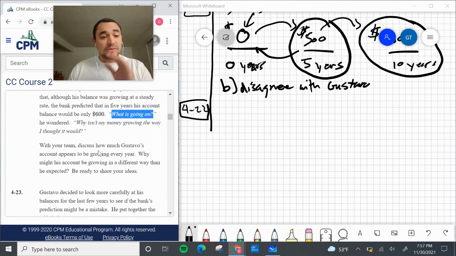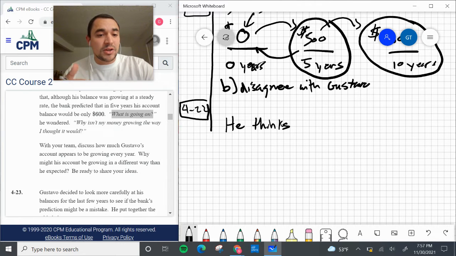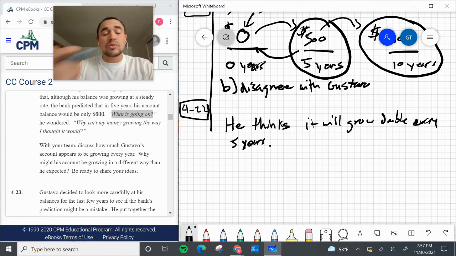It says, with your team, discuss how much Gustavo's account would appear to be growing every year, and why would he think that this is different? In general, you want to discuss with your team, but I would say he thinks it will double every 5 years. Again, it's the pen. Sorry, it's not me. He thinks it'll double every 5 years, but that doesn't make logical sense.